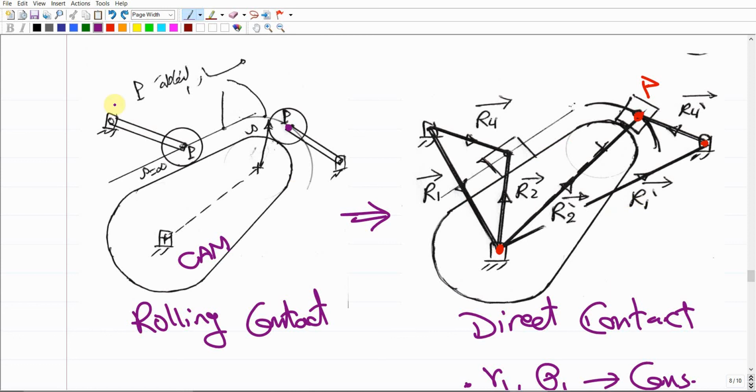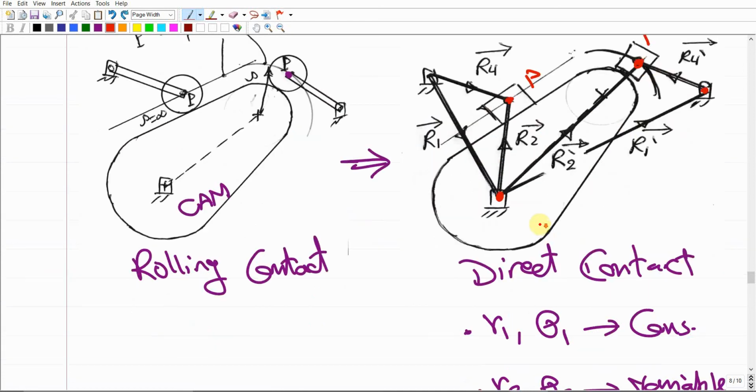So what we're gonna do, we're just gonna connect the point P, the contact point, to the point of rotation of the first object, which is the cam, and to the point of rotation of the second object, which is the follower. So we're gonna have R4 and R2, then we're gonna close the loop with the R1. This is gonna give us this loop. Then your objective is just to solve this mechanism.